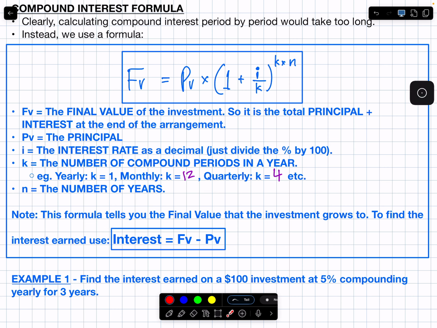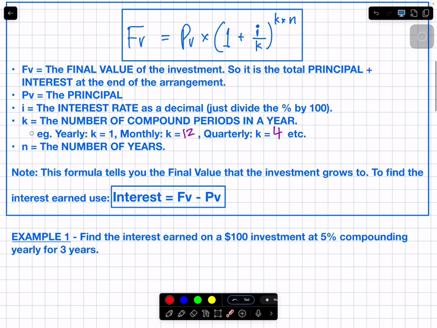So today's practice, I think it's like 7 questions. You've got the double. You've got plenty of time to do those questions. I just want you to get used to using this formula. I'm going to show you plenty of examples to demonstrate that. Lastly, please remember this formula tells you the final value that the investment grows to. If you want to know how much interest was earned, you need to take away what you started with from what it ended up with. I'm going to leave that up there for like a minute, and then we'll do 4 questions together so that then I can discuss with these guys.